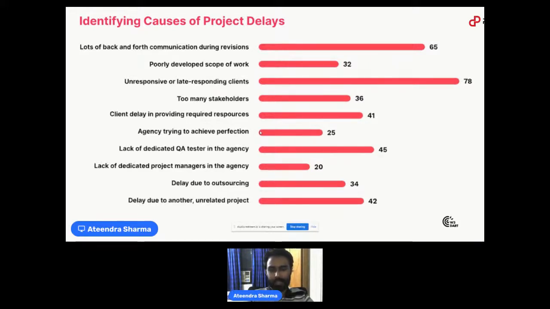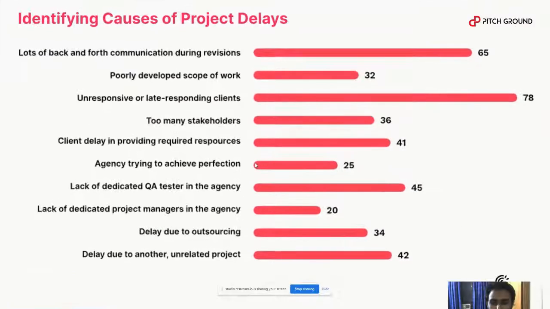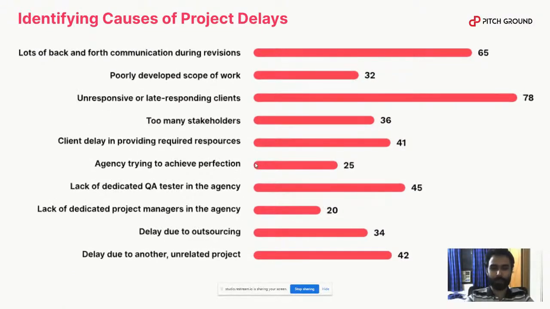And yeah, we came up with a list of causes that we identified were leading to project delays. Then we cut down that list to the top 10 that you see on the screen right now. And this is what we based our next steps on. So I would recommend you try this for your own agency, because the causes might be quite different for you.